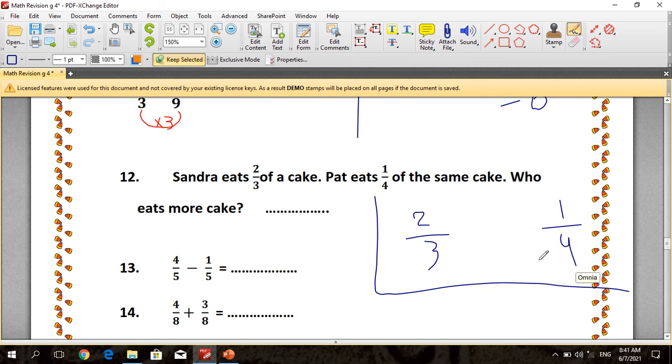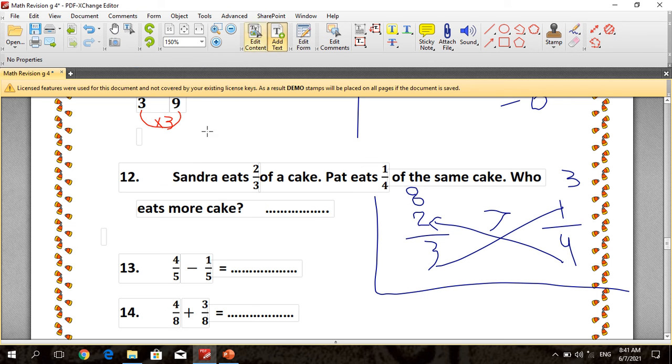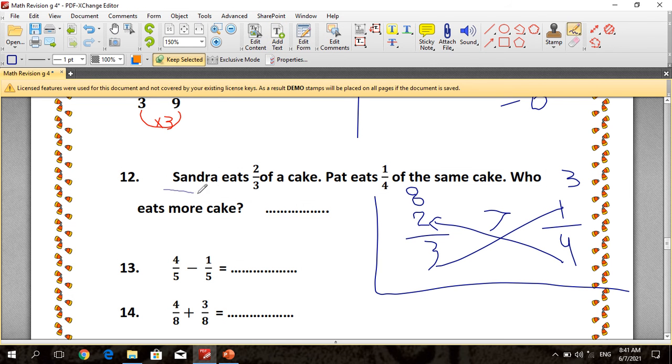Okay, so we have different denominators, so we need to make cross multiplication. The 4 will go to 2. 4 times 2 equals 8, and the 3 will go to 1. 3 times 1 equals 3. So of course 8 is greater than 3. So she ate more, okay?